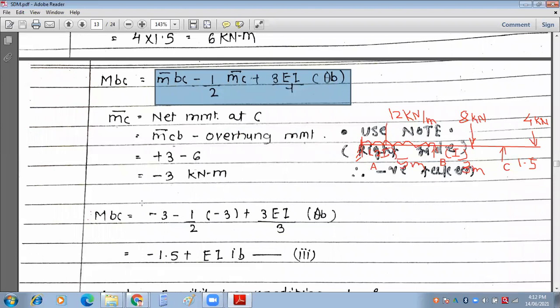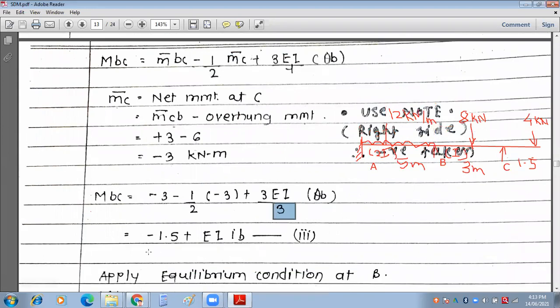Now the fixed moment at BC is minus 3, moment at C is minus 3 again, EI theta 3 EI. Here the I value is a single I for the span BC, 3 EI divided by span, which is again 3. If you solve this, you will get one equation, that is 1.5 plus EI theta B. Let us say this one is equation number 3.